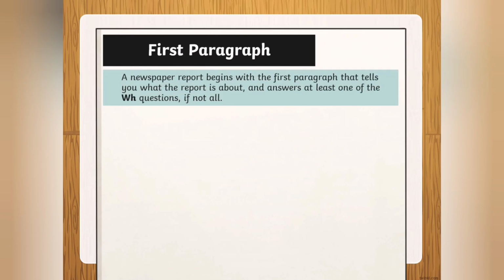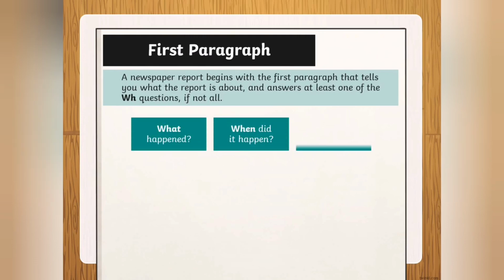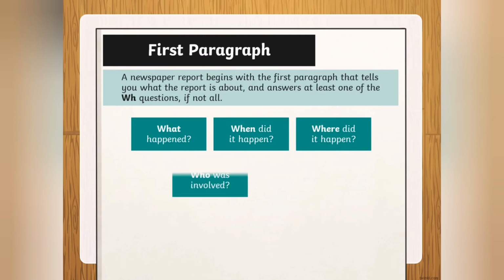First paragraphs. Newspaper reports begin with the first paragraph that tells you what the report is about. And they should answer at least one of these WH questions. The WH questions are: what happened, when did it happen, where did it happen, who was involved, and why did it happen.